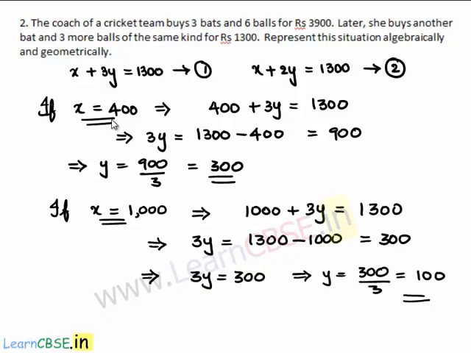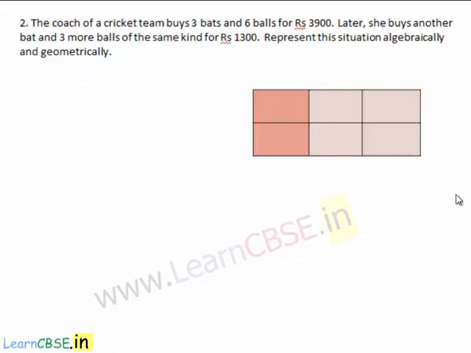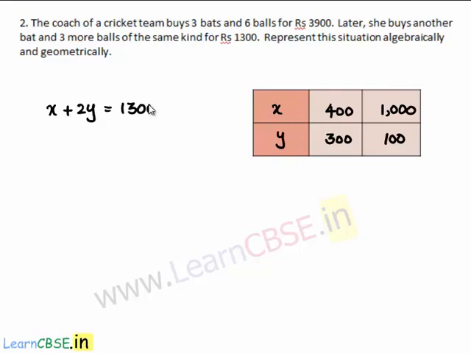So let us tabulate these values in order to find out the graphical representation. So let us write down X here and Y here. So if X is equal to 400, we got the value of Y as 300, and if X is equal to 1000, we got the value of Y as 100. Now let us use the second equation, which is X plus 2Y is equal to 1,300.